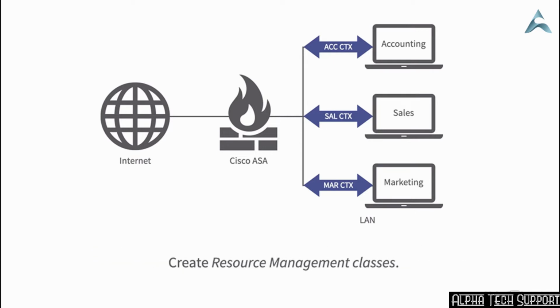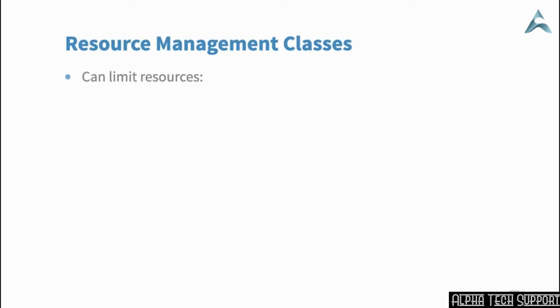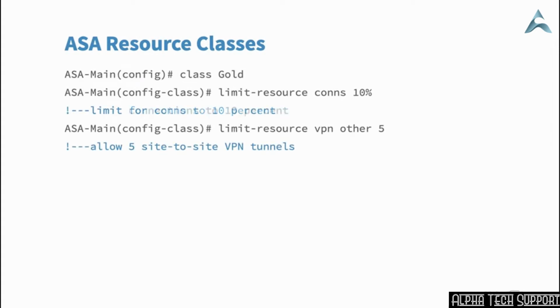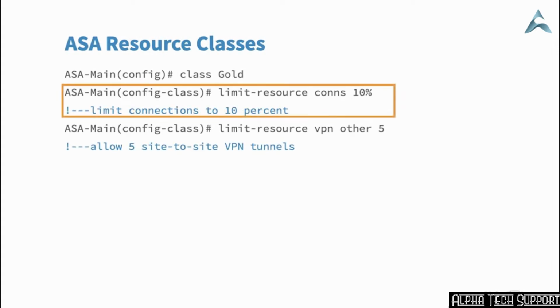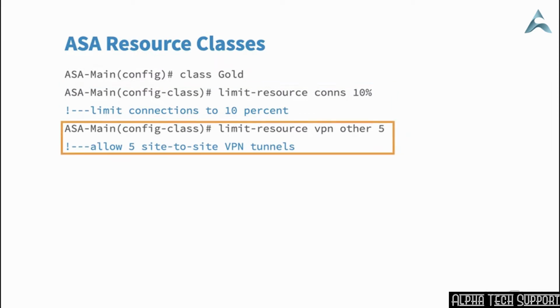In addition to creating virtual firewalls within the ASA, the administrator can create resource management classes. The resource management classes can limit resources, such as concurrent connections and number of application inspections. For example, for the Gold class, we can limit the connections to 10% and allow 5 site-to-site VPN tunnels.